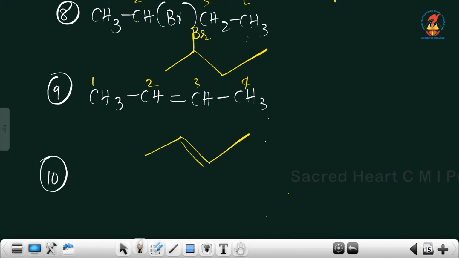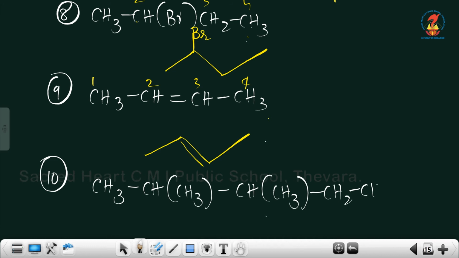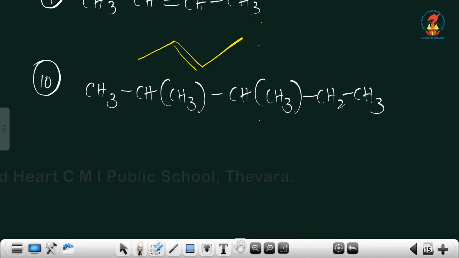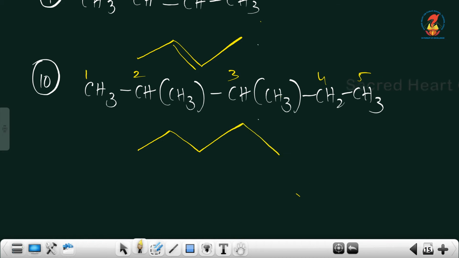Next one. How can we draw the bond line of this structure? Simply give the number as 1. Branches, no need to give numbers. Branches means what is written inside the bracket. 2, 3, 4, 5. Now between 1 and 2 single, between 2 and 3 single, 3 and 4 single, 4 and 5 again single bond. Okay, between 1 to 5 carbon atoms, they all are singly bonded.